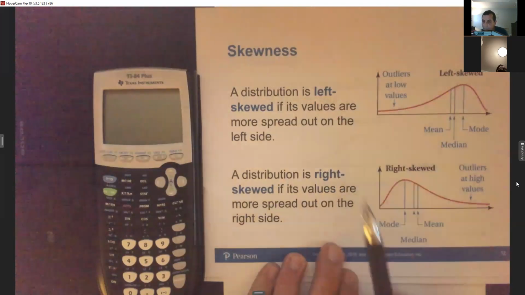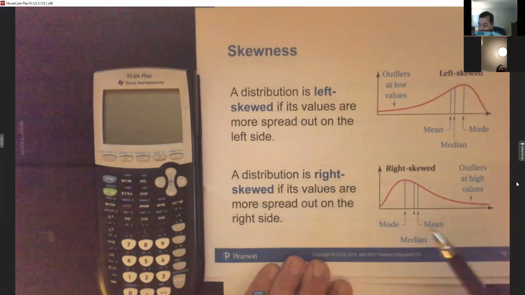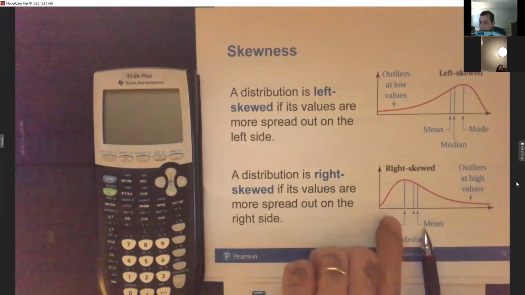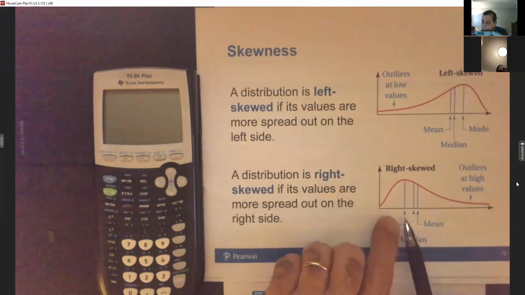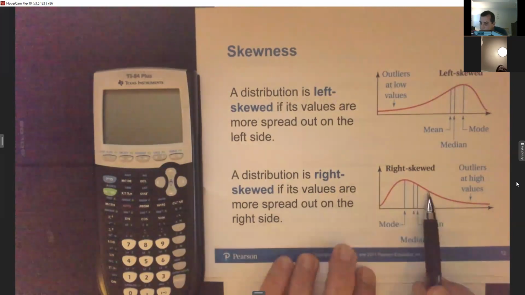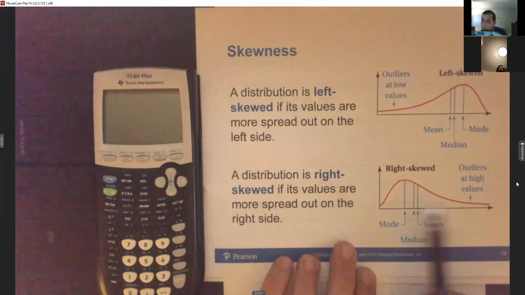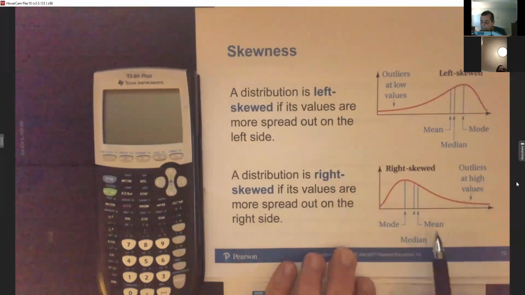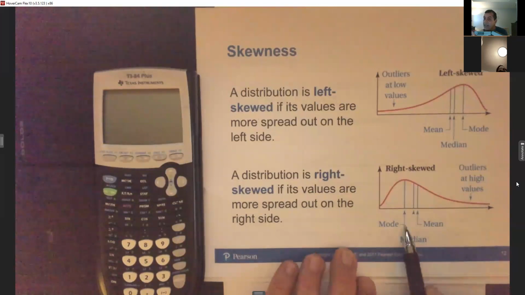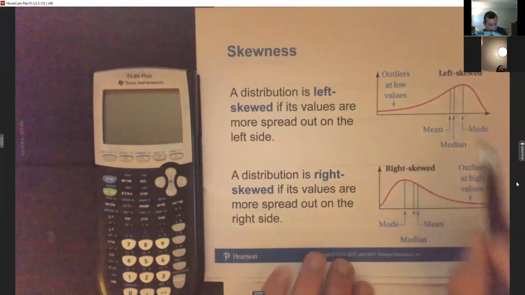Now, it's going to be right skewed if the values are more spread out on the right side of it. So here's your mode, but then the median and mean are higher than your mode, which is pulling your averages up so that you got more data on the right side than you do on the left side. So right skewed, mean and median are greater than the mode. Left skewed, mean and median are less than the mode.